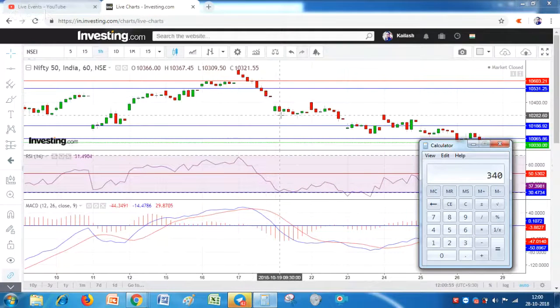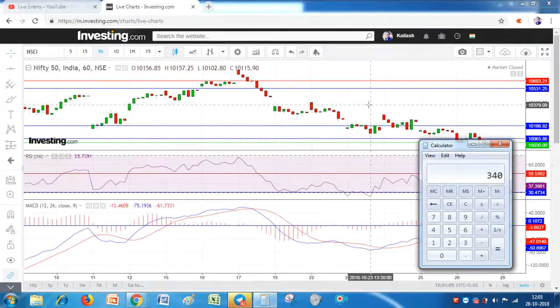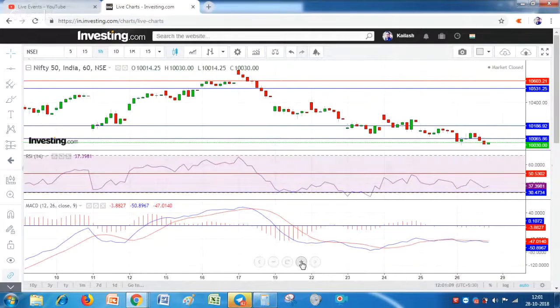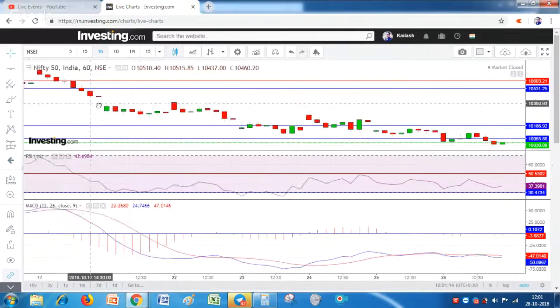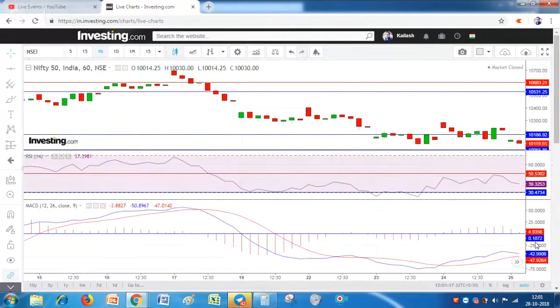On 17th we have gone short. This is 18th. Sorry, 18th was a holiday. On 19th, you could see there was a gap down opening, and 20th is also a holiday. Let us just check whether there was a holiday or not, because it shows 17, 19 and 20. Yes, friends. On 17th we have gone short, and then 19, 22, and 23rd. On 23rd we have exited our trade.